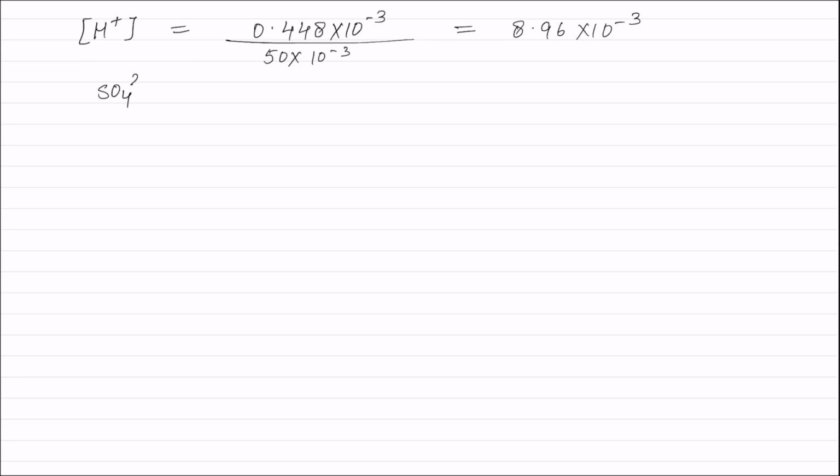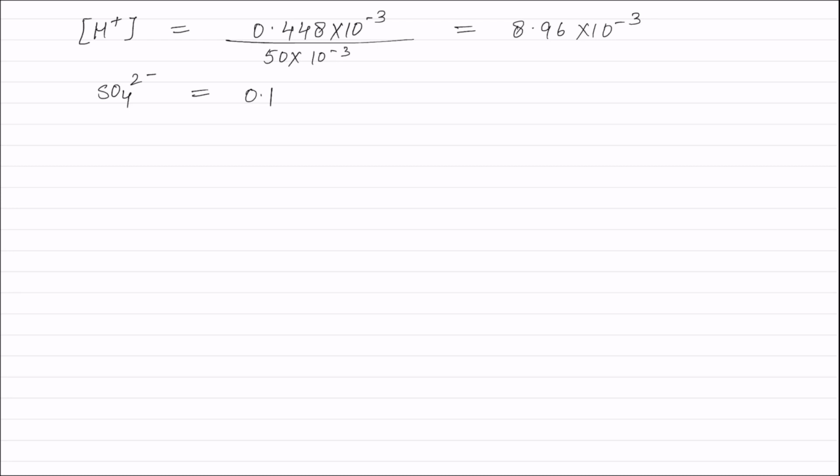Now the concentration of H⁺ ions in the solution will be equal to moles of H⁺ ions, that is 0.448 × 10⁻³ moles, divided by volume of solution in liters, that is 50 × 10⁻³ liters, and this is equal to 8.96 × 10⁻³. This is the concentration of H⁺ ions in the solution. The concentration of sulfate ions in the solution will be equal to 0.1 as it was in the original solution.